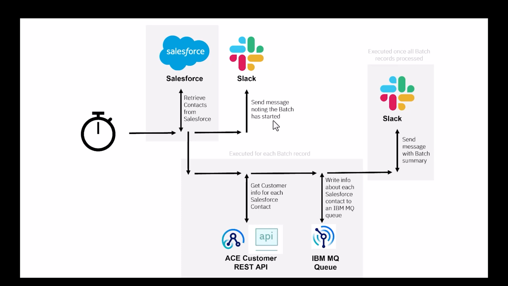The batch process iterates over the retrieved contacts and for each one invokes a REST API to find out if the contact is a customer of a supermarket. For convenience, we're actually using a REST API hosted inside ACE. This isn't particularly relevant, but lets us closely control how fast the API responds to help make this demo a perfect length. Info about each contact is then written to a separate message on a queue. Then at the end of the flow, we write another message to Slack summarizing the results of the whole batch.